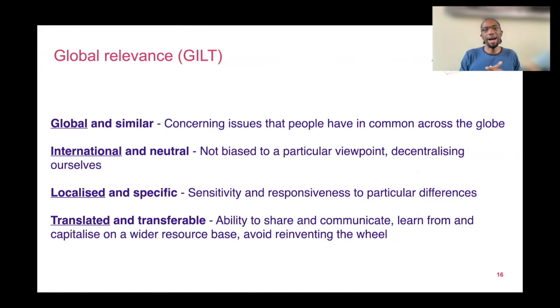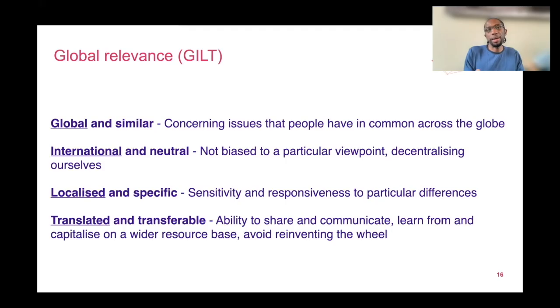Other things were about having a neutral aspect to it. So not biased to any particular viewpoint, decentralizing ourselves. So not making ourselves the center of it, but actually looking at science communication from other people's perspectives. But trying to keep it as neutral as possible to see that we're not trying to push across a particular agenda. Also making it localized and specific. So being able to be sensitive and responsive to particular differences around the world. Being globally relevant is recognizing that people have differences as well.